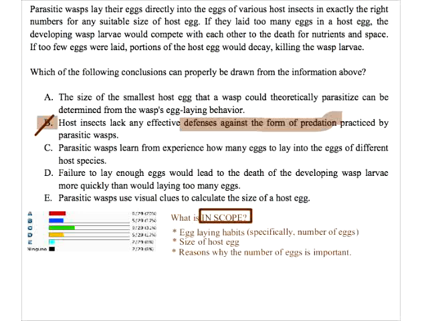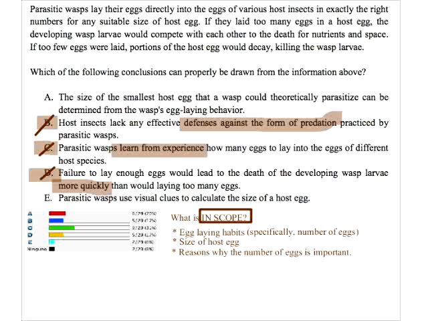Parasitic wasps learn from experience. We don't know how they learn. So it's very possible that this is instinctive behavior. So again, very careful with this, but methods of learning are not in scope. The speed with which these things happen, again, not in the passage. Like basically laying too many eggs is bad, laying too few eggs is bad. They both kill the larvae, but we don't know which one kills the larvae faster than which other one does. So we don't have that.